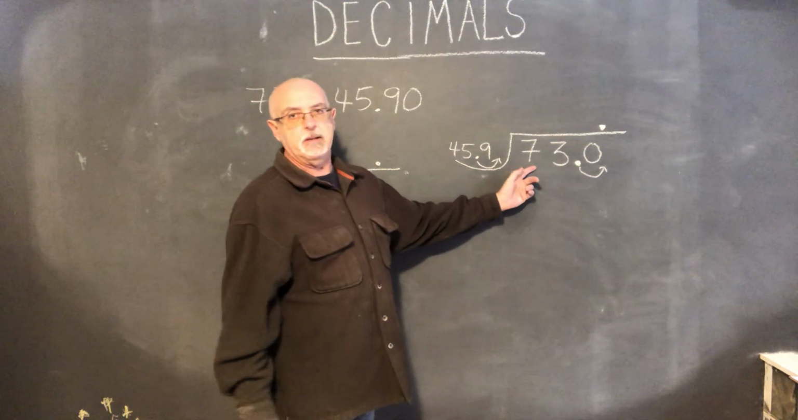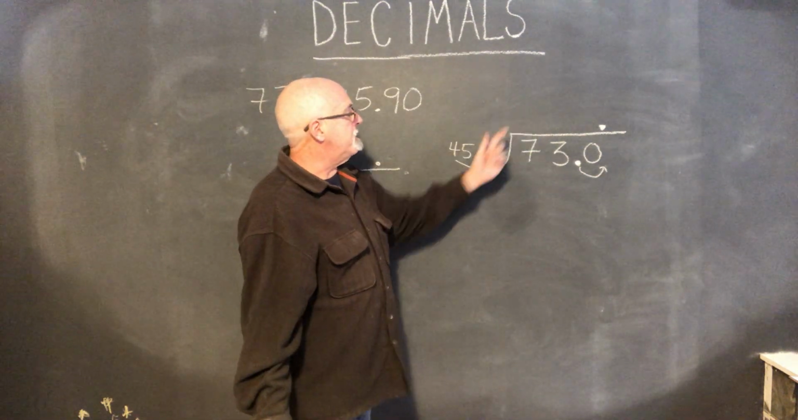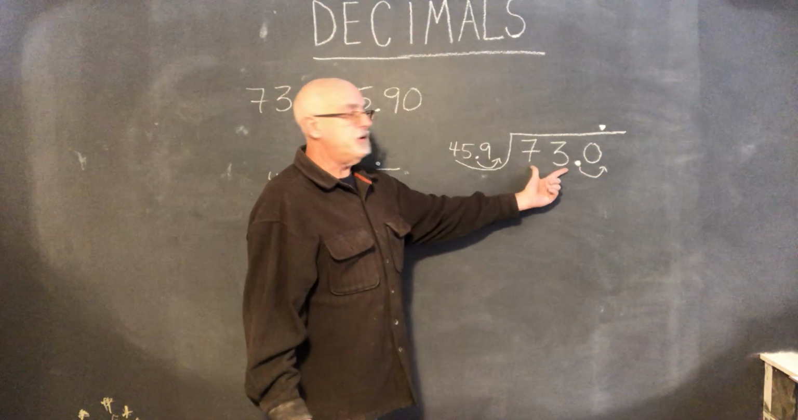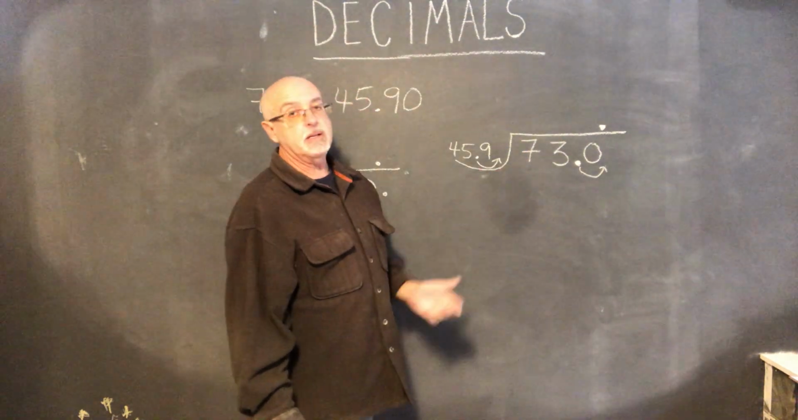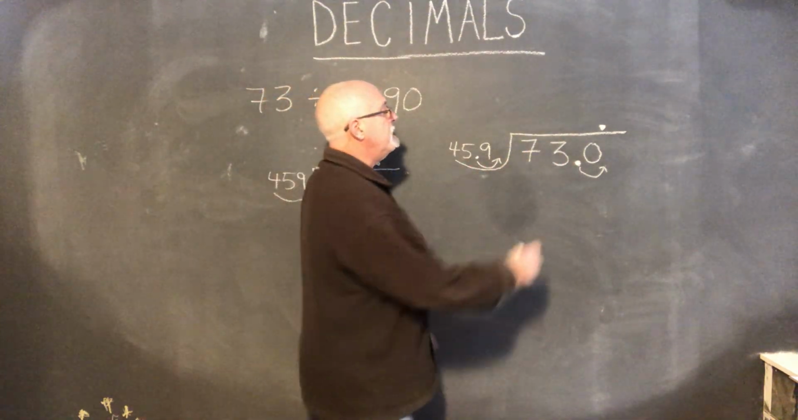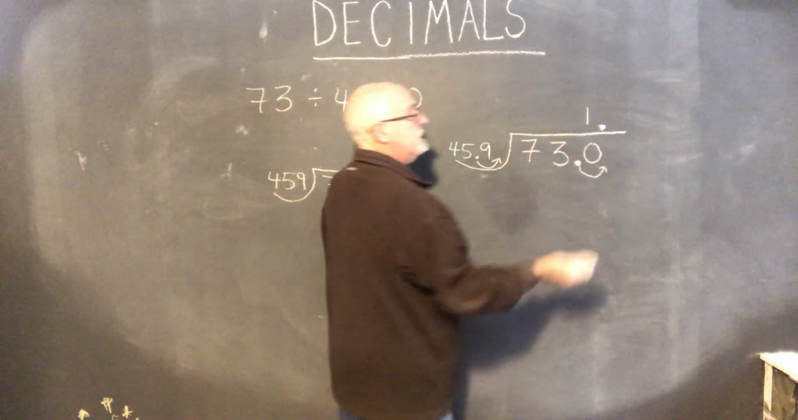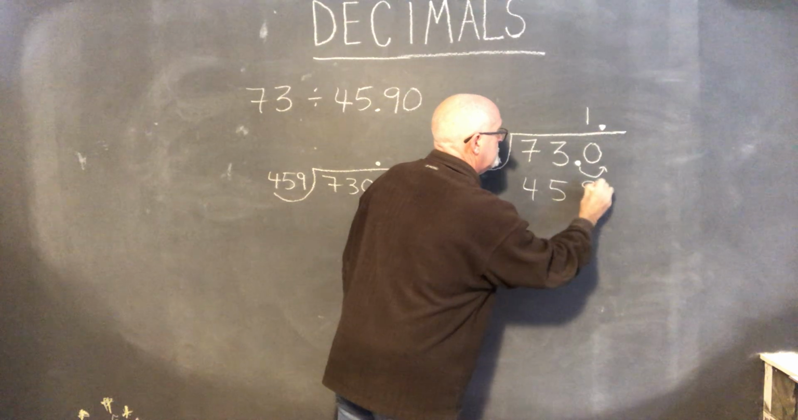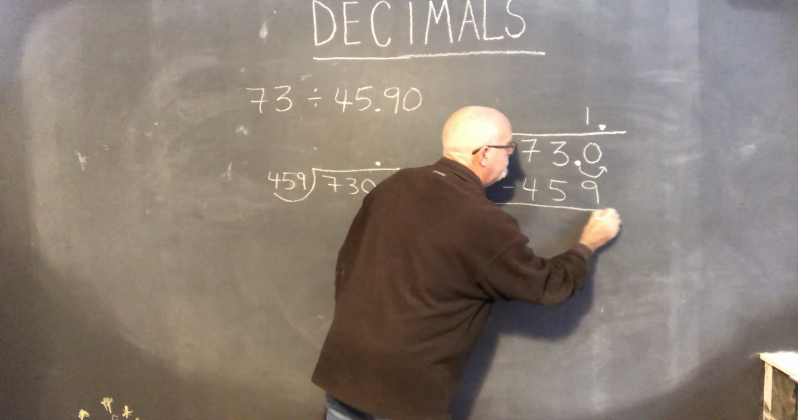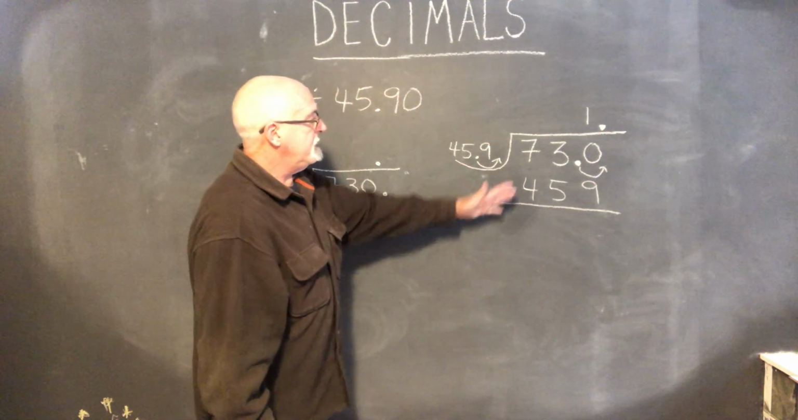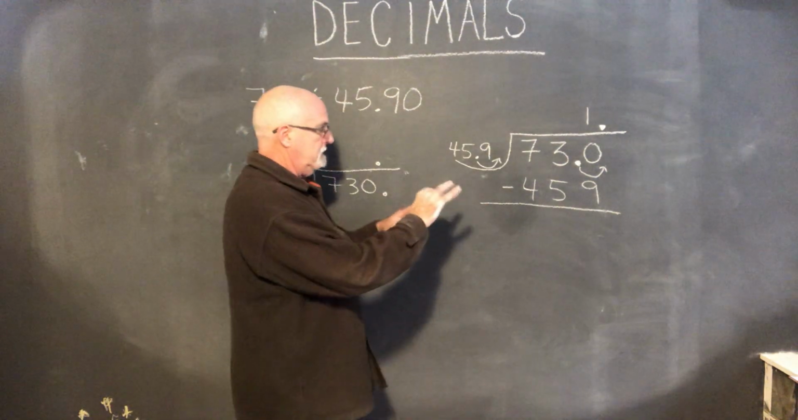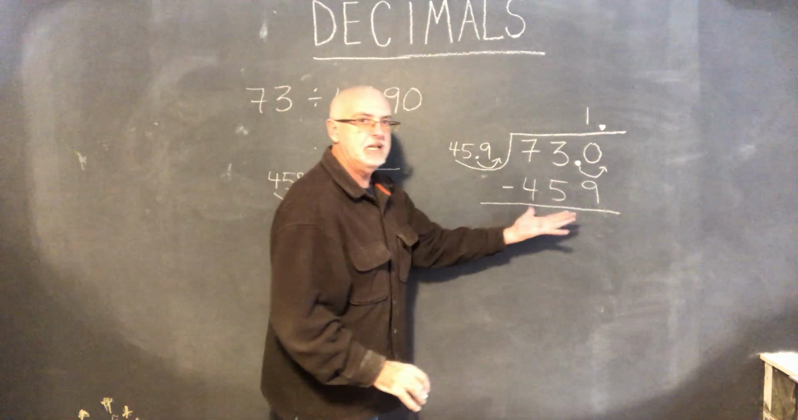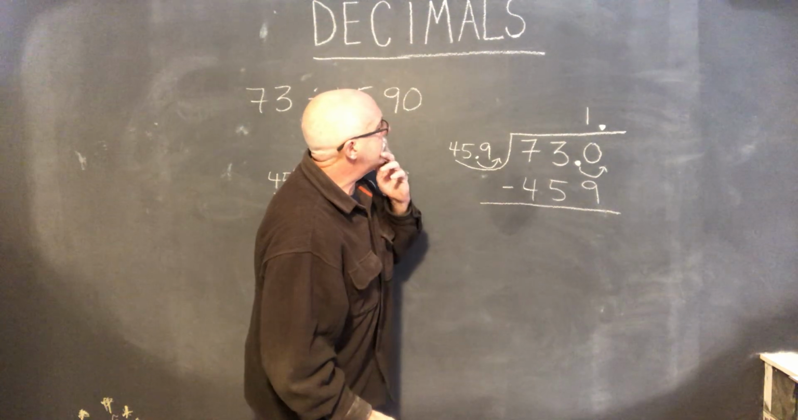459 is not going to fit into 7, so no digit here. 459 is not fitting into 73, so no digit here. But yes, 459 will fit into 730, but only one time. 1 times 459, gee, what's that? Yes, it's 459. Now I have to subtract. Even this is putting me in a position where I have to slow down and be careful, because it's not so easy to do this one in my head.